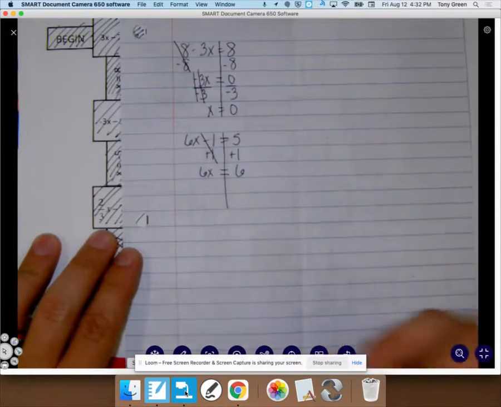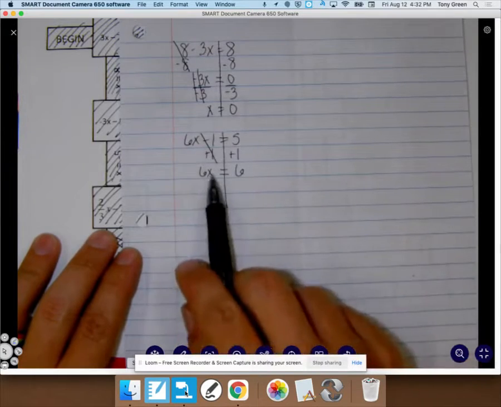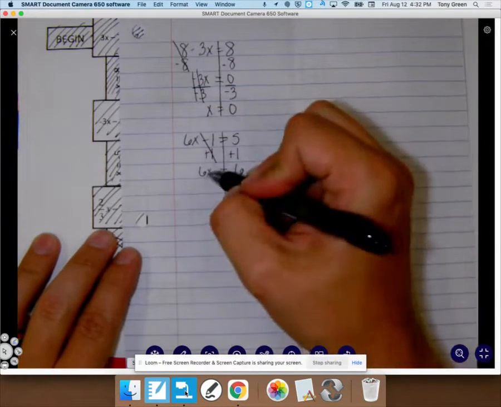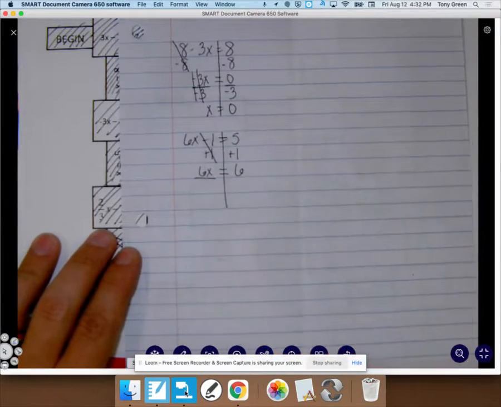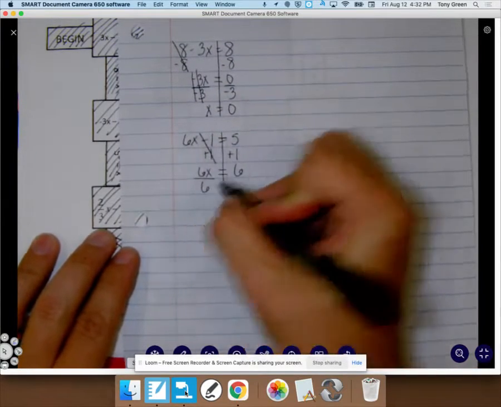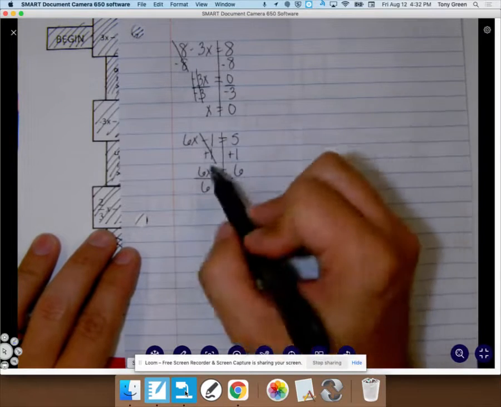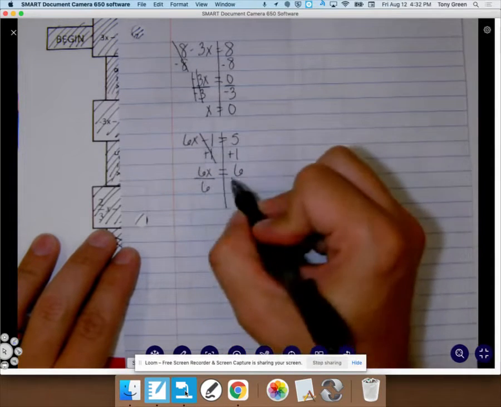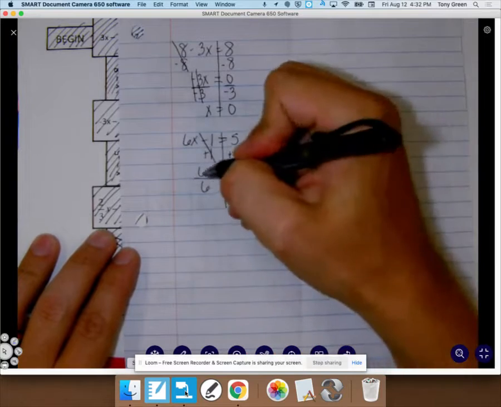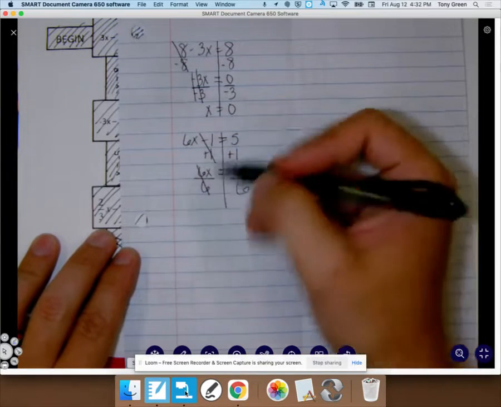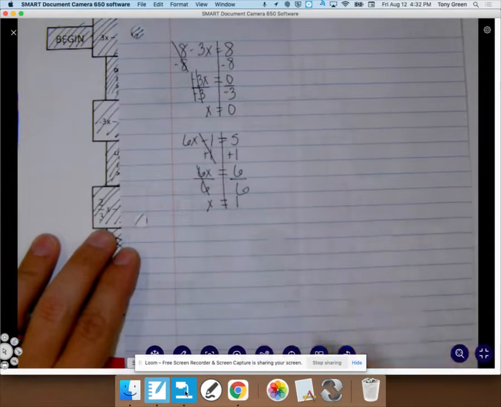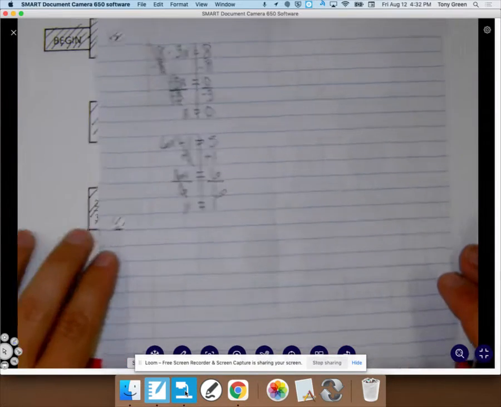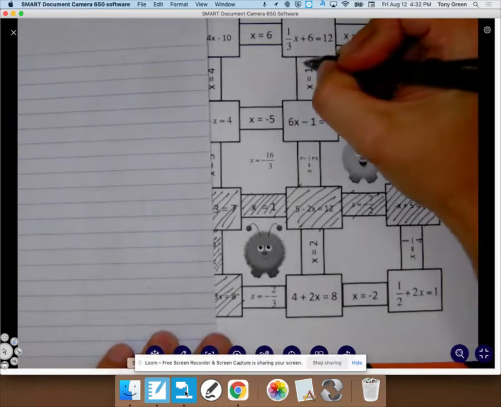6. Maybe we'll reason this one out. 6 times what is 6? 1. Or just keep doing the opposite operation if not. The opposite of times 6 is to divide by 6. So divide by 6. 6's cancel out. Left with x equals 6 divided by 6 is 1. x equals 1. All right.